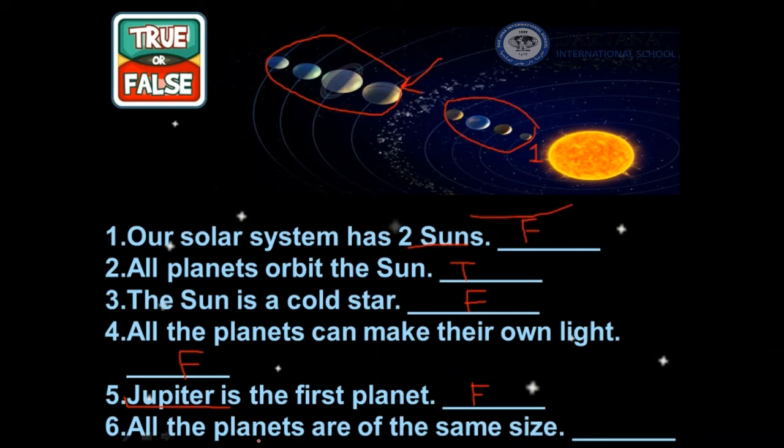All the planets are of the same size. Look, you have here small planets, the inner planets, and big planets, the huge planets, we call them the outer planets. So of course they are not of the same size. So this one is also false.